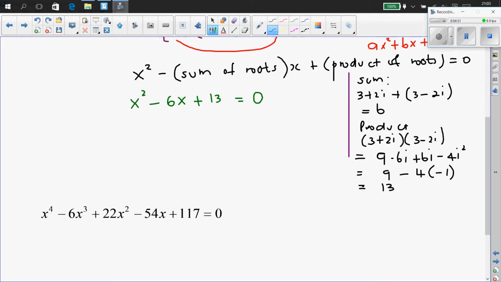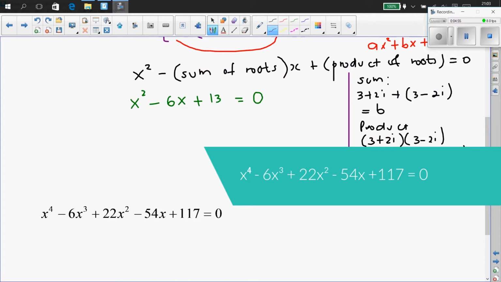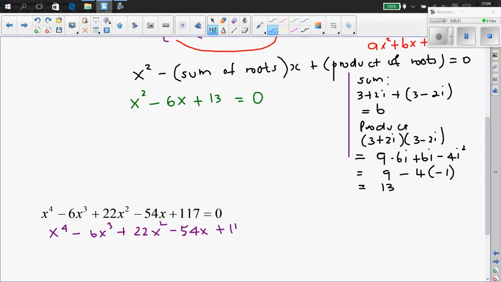So in the question, I was given the polynomial x to the 4 minus 6x cubed plus 22x squared minus 54x plus 117, and that had to equal 0 because I had to solve for x. So if we look at our polynomial, we have found one of the factors here.